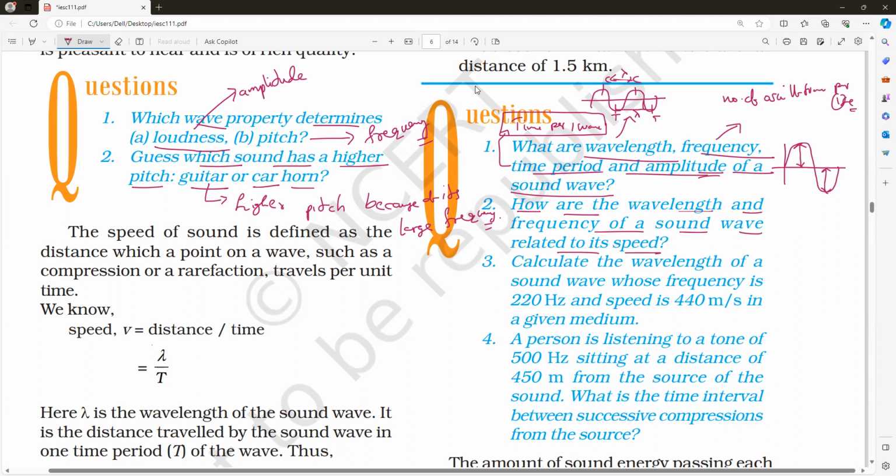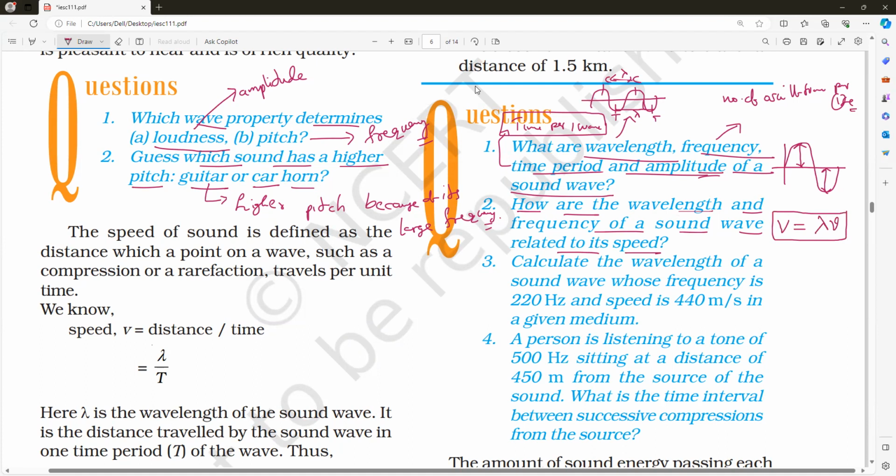Related to speed and wavelength. The formula, we know that: wave speed is equal to wavelength into frequency. Yes, very good. Wavelength into frequency, so wave speed is equal to wavelength into frequency. Am I right or wrong?